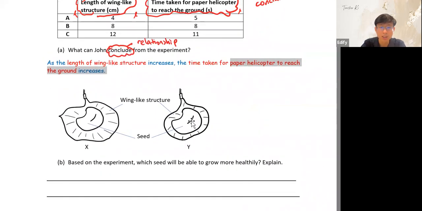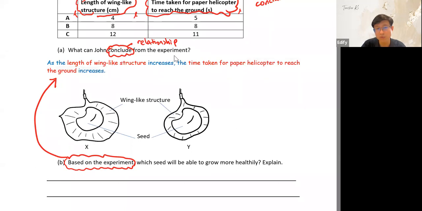Okay, the next one. Based on the experiment, which seed will be able to grow more healthily? Now, this is based on the experiment, underlining, very importantly, based on the experiment. What does based on the experiment mean? It means that you have to go up and look at the experiment, and you have concluded that as the length of the wing-like structure increases, the time taken to reach the ground increases.